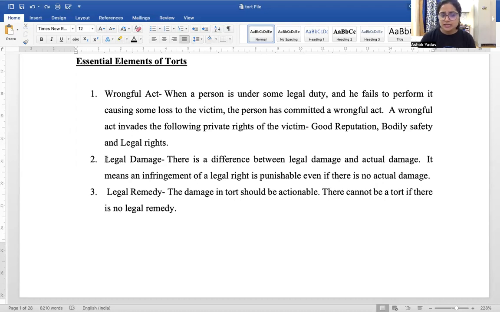Okay. Now, next is legal damage. There is a difference between legal damage and actual damage. It means an infringement of a legal right is punishable even if there is no actual damage. So, if you want to go to court for a tort, you must prove that you have suffered some legal damage. Any damage will not make you eligible to file a case of tort. There should be some legal damage committed against you, and legal damage means any infringement for which a punishment has been provided, right, which is punishable. Okay.